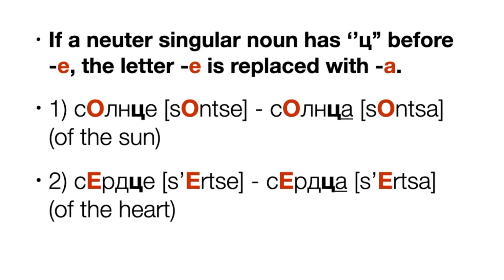If a neuter singular noun has ц before е, the letter е is replaced with а. For example, number 1, солнце. It's in the nominative case. Солнца. It's in the genitive case. Number 2, сердце. It's in the nominative case. Сердца. It's in the genitive case.